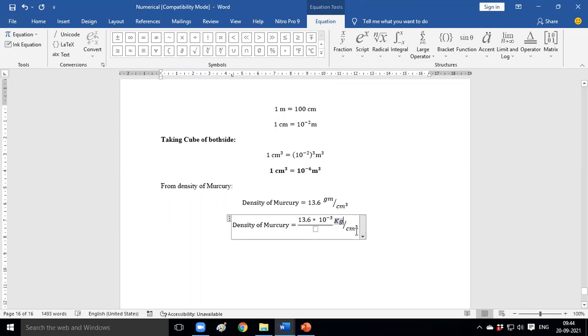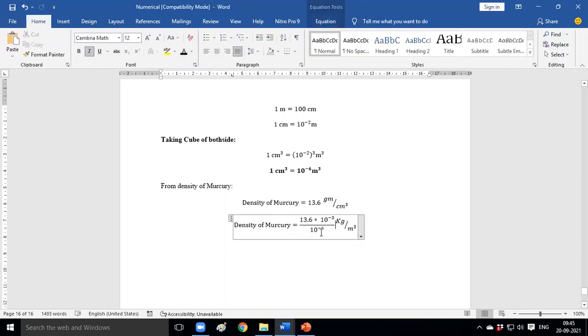Kg. And centimeter cube, we need to replace it into meter cube. So 1 cm cube is equal to how much value? 1 centimeter cube is replaced by which value? 10 to the power minus 6 meter cube. Is it multiplied or divided? Divide, correct. That value will be taken in the division.